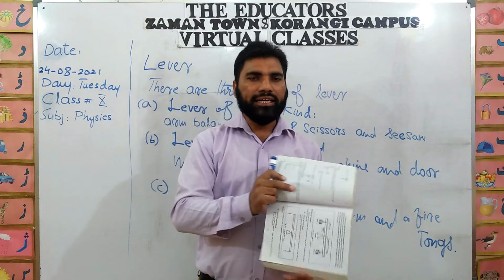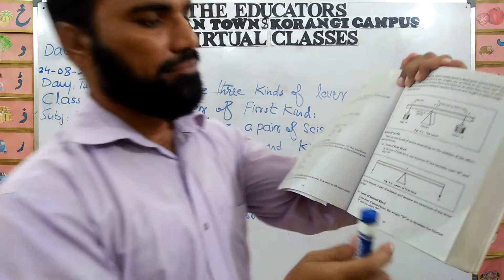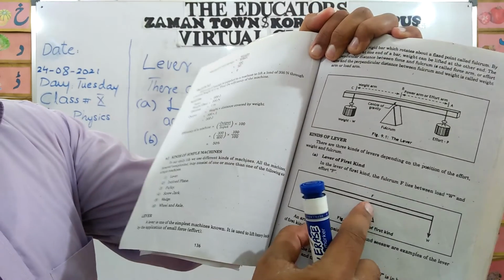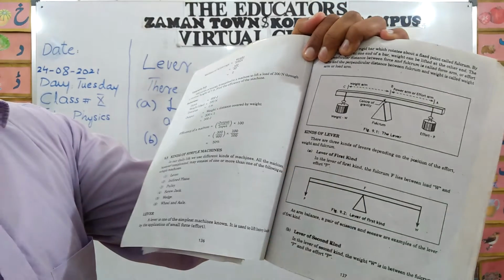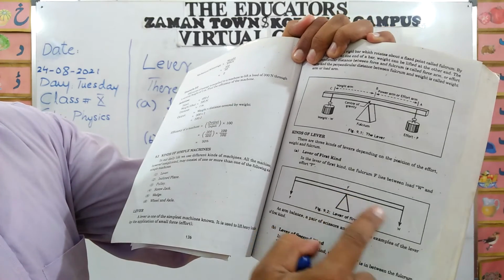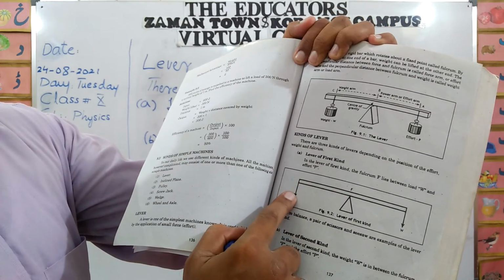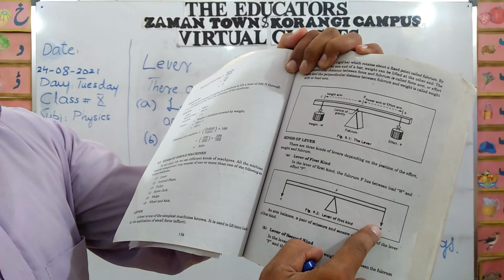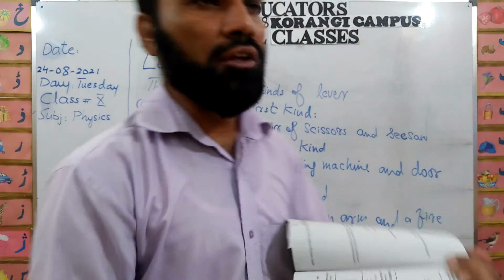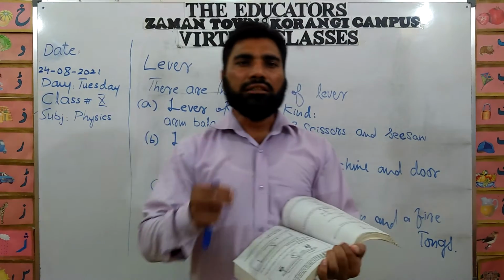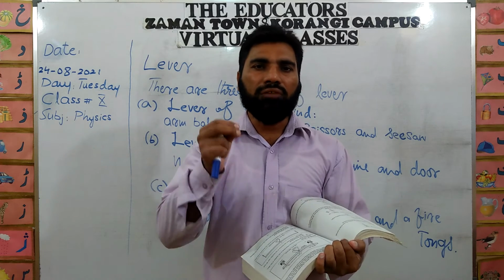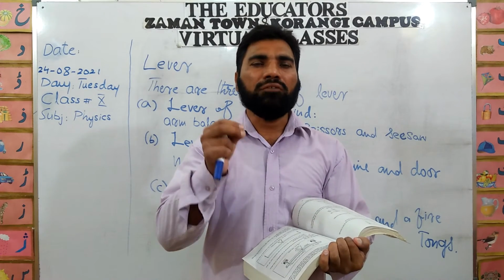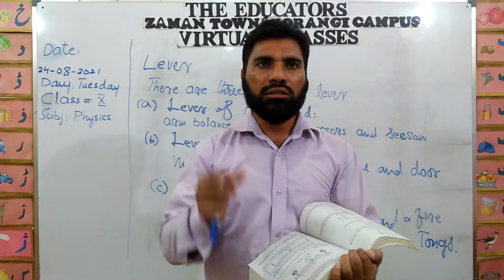Look at the figure over here. This is the first kind of lever. This bar is rotating about the fulcrum. Effort is applied on one side, and the load is lifted on the other side. What's the definition of the first kind of lever? The first kind of lever is one in which the fulcrum lies between the effort and the load.